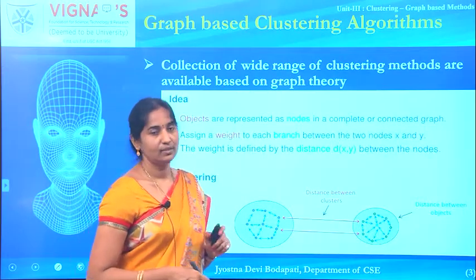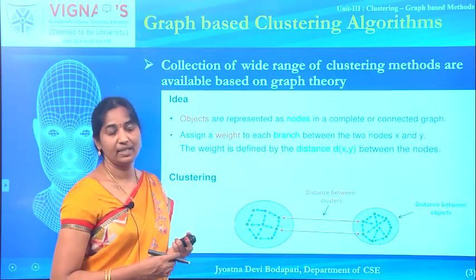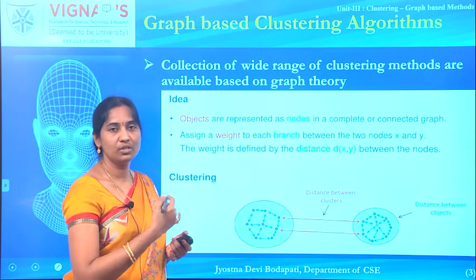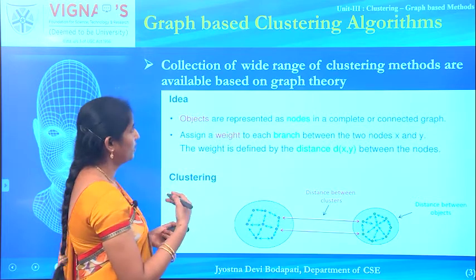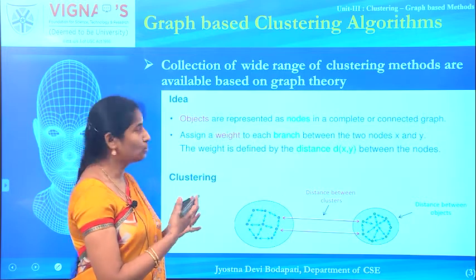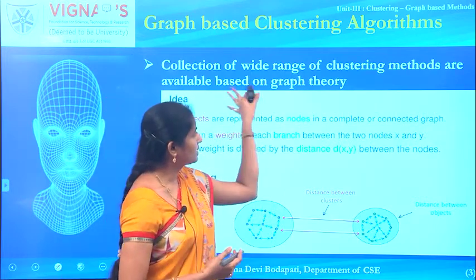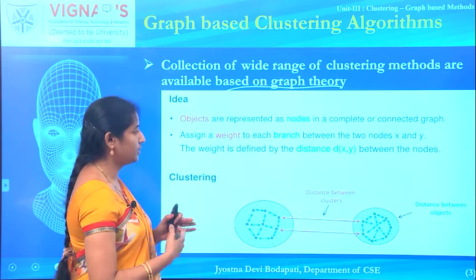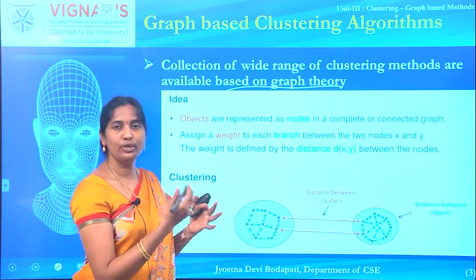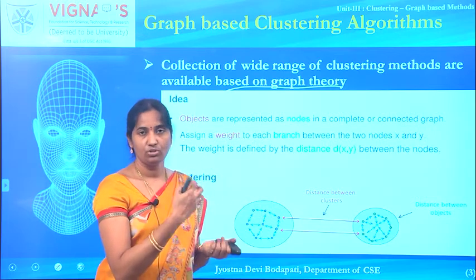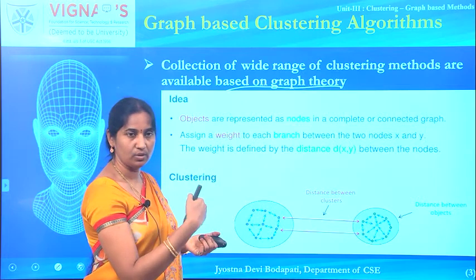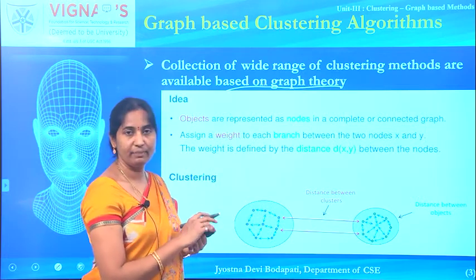So, let us start our discussion with the graph based clustering approaches. Graph theory also allows us to apply clustering. There are a wide variety of methods designed based on graph theory, and we will be discussing them in a detailed manner. The basic idea in graph based clustering is, first of all, you need to construct the graph given the data. Once we construct the graph, we can apply the graph based clustering approaches.